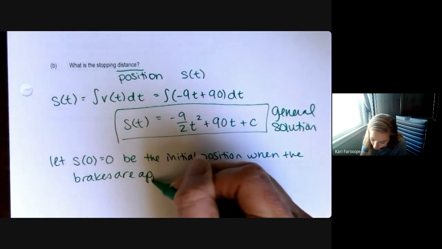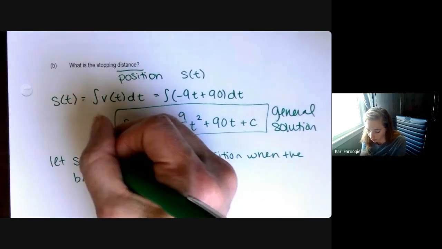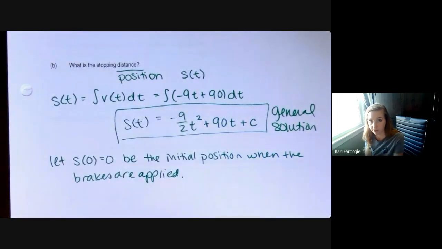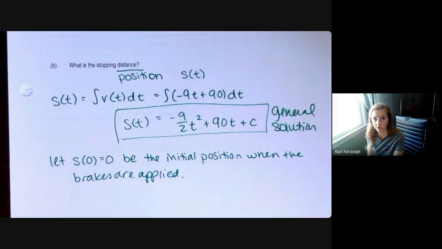So the car is driving along. We don't care what it's doing until all of a sudden it hits the brakes. So we're going to say, all right, this is the starting point, and what we're trying to figure out is the stopping distance. So how far it has to go before it actually hits a stopping point. So we'll let this happen at t equals 0, the start of when you hit the brakes.